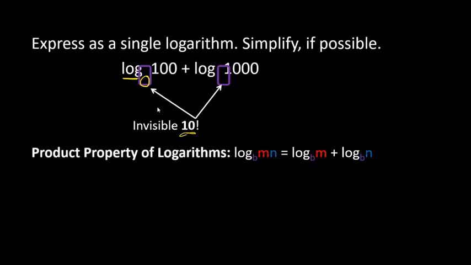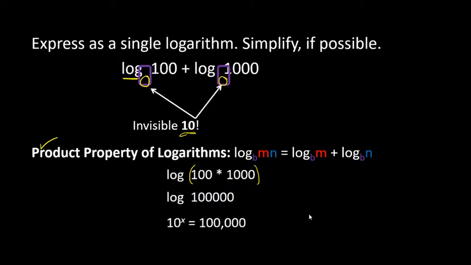Since no base was listed for either of these, we're allowed to assume that they are both base 10, which means that we can apply that product property of logarithms. So log base 10 of 100 plus log base 10 of 1000, I can combine them by multiplying those results together. And I get log base 10, or just log of 100,000.